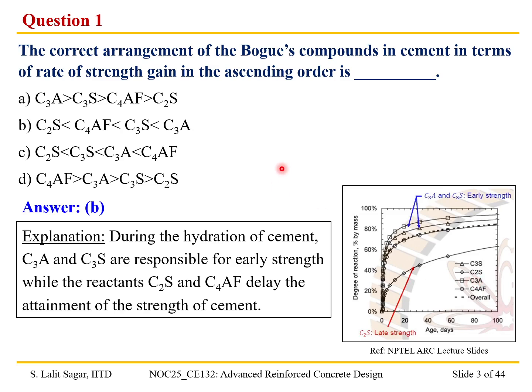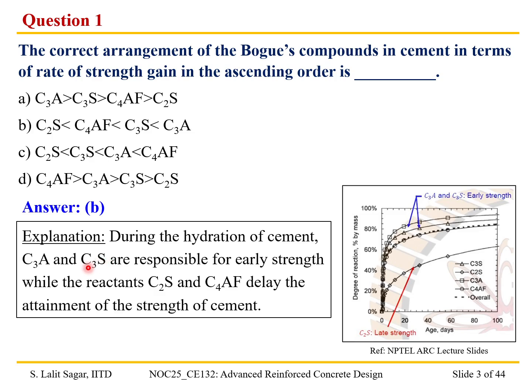Essentially what we mean to say is that when these Bogue compounds undergo the process of hydration upon the chemical reaction between the cement and water, these Bogue compounds are formed. C2S and C4AF, their rate of strength gain is quite less as compared to the other compounds. C3A and C3S are responsible for the high strength.